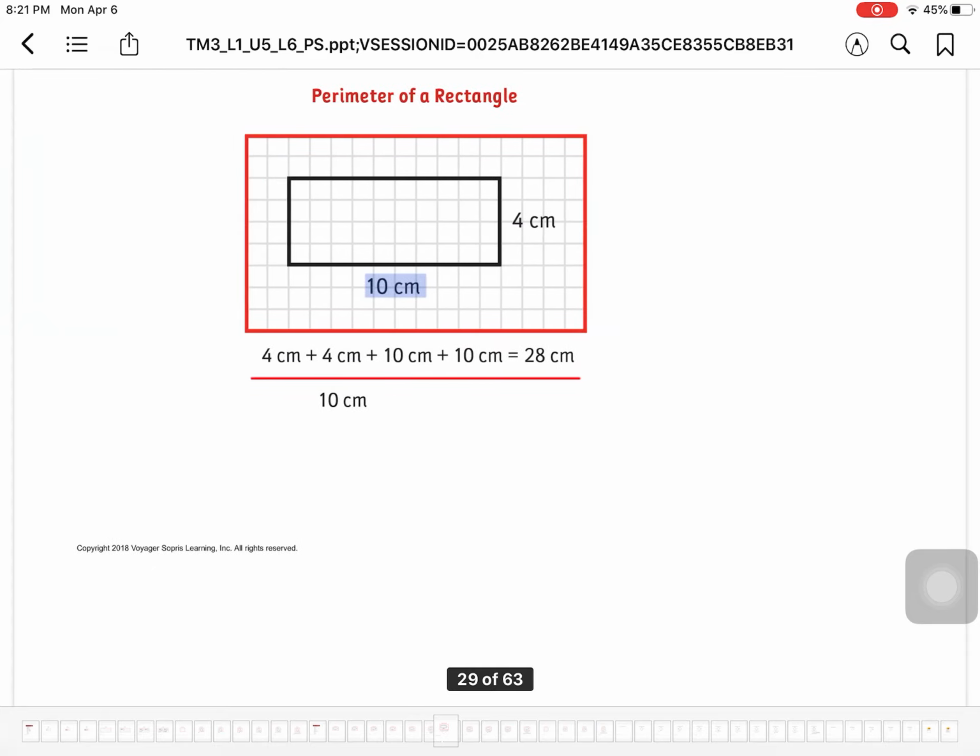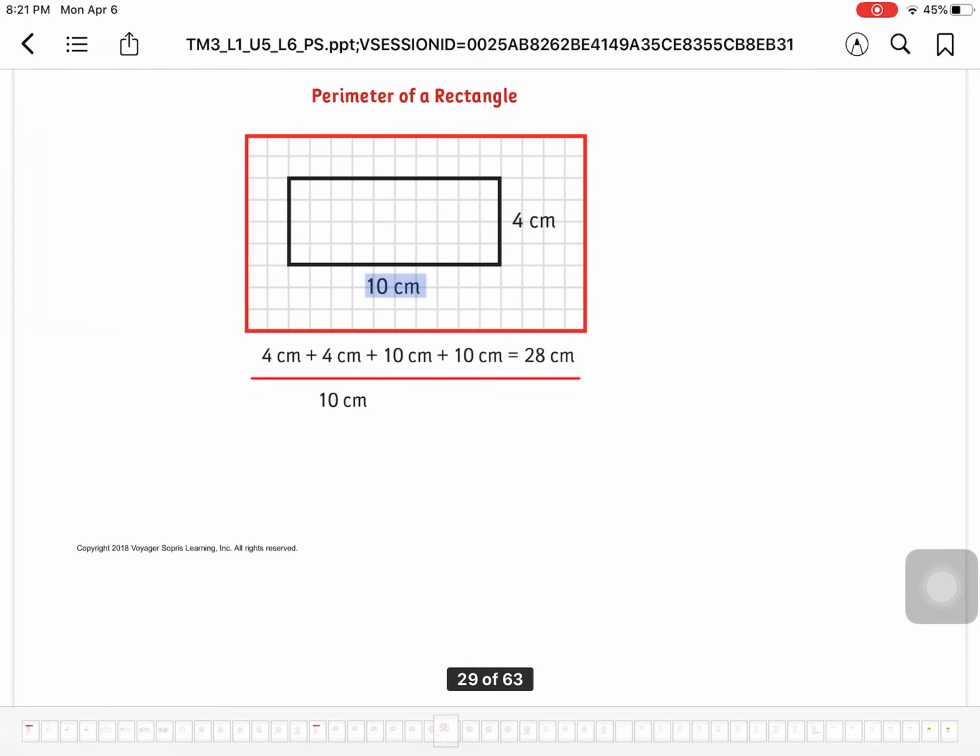Now, on this one, another way you can show it would be to do 10 plus 4. That would give me 14. And actually, I could also take and double the 14, or take it times 2. And that's going to give me the same perimeter of 28 centimeters. So you can see that here and here, here's 28 and here's 28.